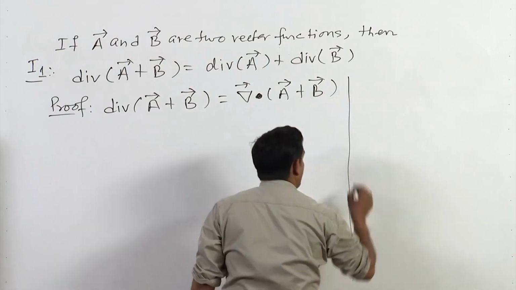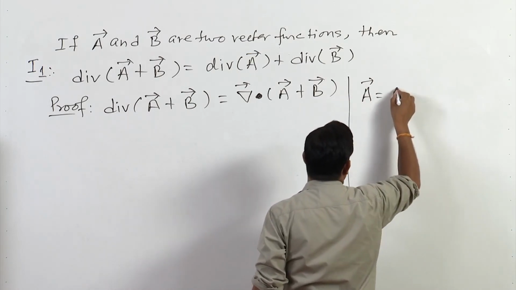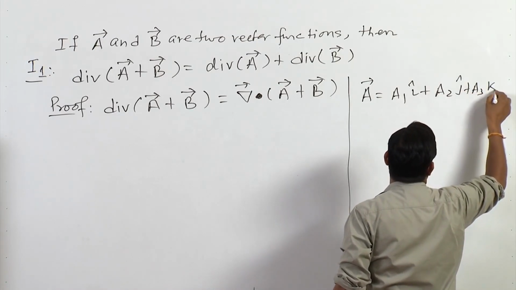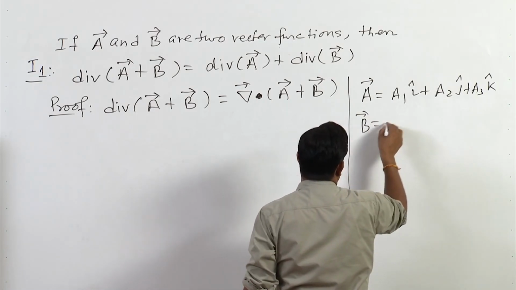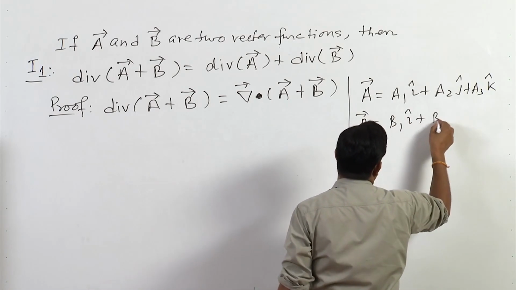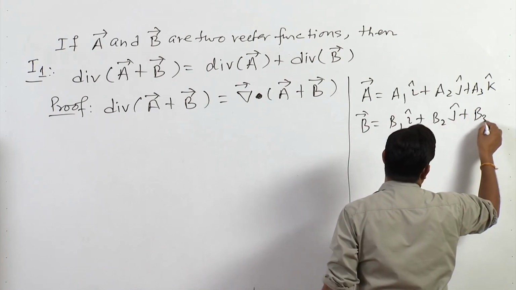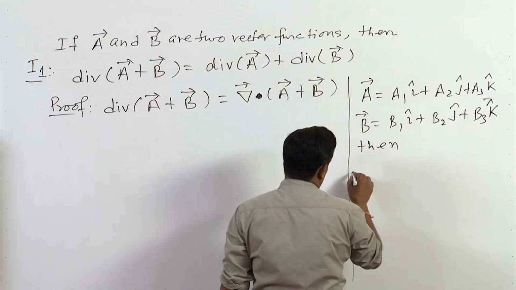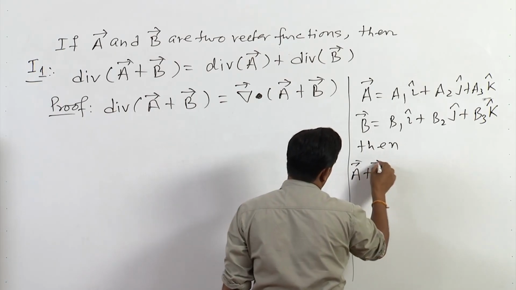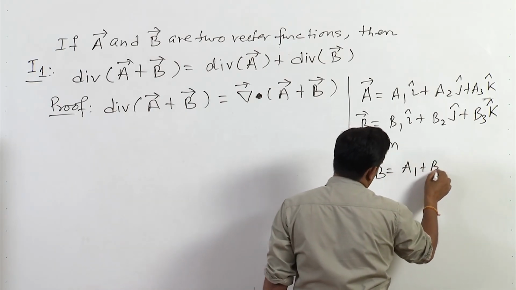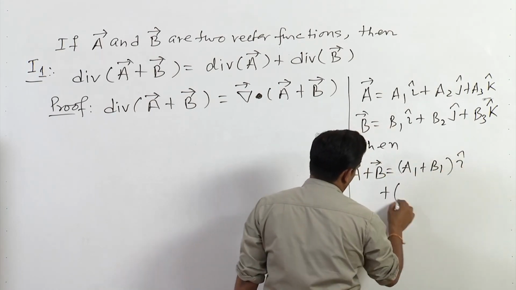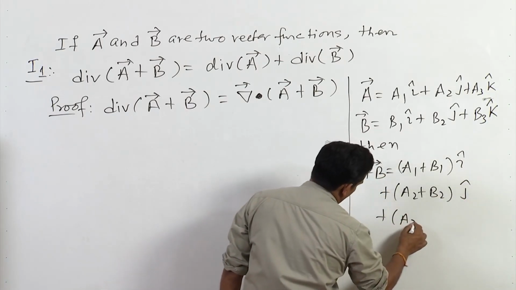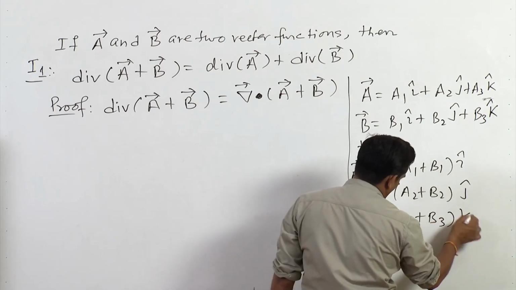Now, if vector A is having components like A1i plus A2j plus A3k, and vector B is having components as B1i plus B2j plus B3k, then as you know, the sum of these two vectors will be having A1 plus B1 as the i component, plus A2 plus B2 as the j component, plus A3 plus B3 as the k component.